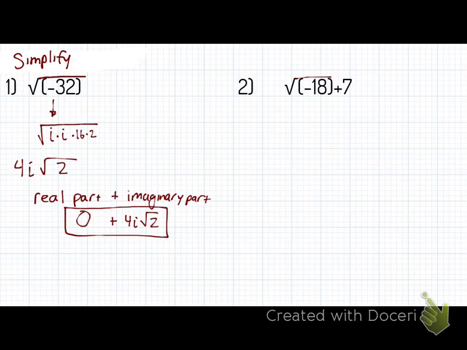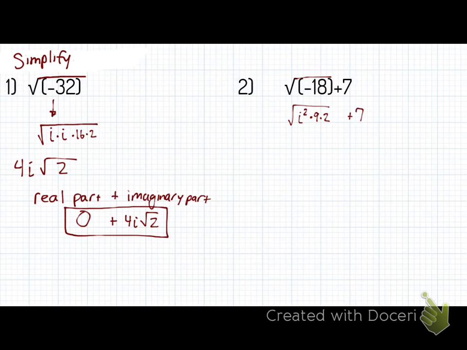Okay, number 2. We have the square root of negative 18. I know that there is no square root of negative 18, so I have to change this negative sign to i squared. For 18, the largest perfect square in there is 9. It's like saying 9 times 2. So we got i squared times 9 times 2.